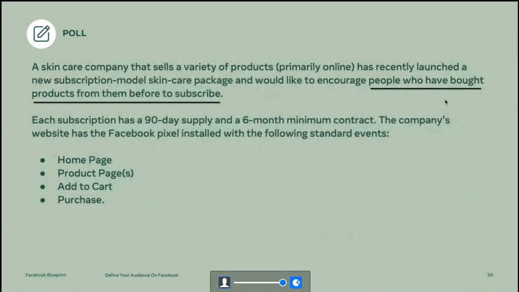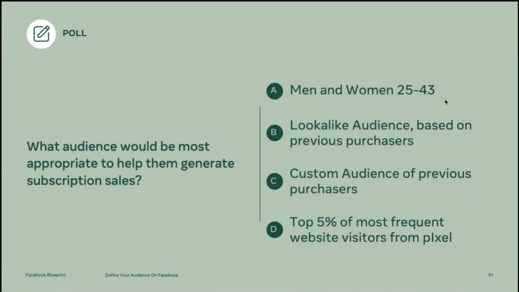Recently launched a new subscription model skincare package, and would like to encourage people who have bought products from them before to subscribe. Each subscription has a 90-day supply with a 6-month minimum contract. The company's website has the Facebook Pixel installed with the following standard events: homepage, product page, add to carts, and purchase. So what audience would be most appropriate to help them generate subscription sales?